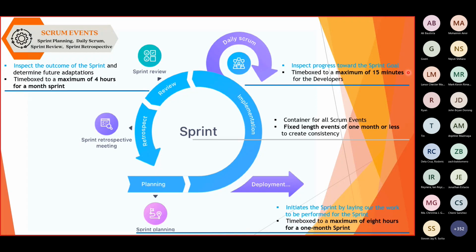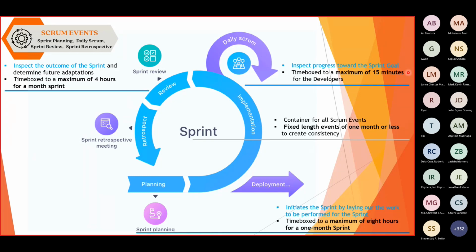During the sprint review event, you're going to inspect the outcome of the sprint and determine future adaptations. The Scrum team usually presents what they have accomplished to the product owner and the key stakeholders to get their review and their feedback, or to address if something needs to change about the product. So it's already covered here in this ceremony.